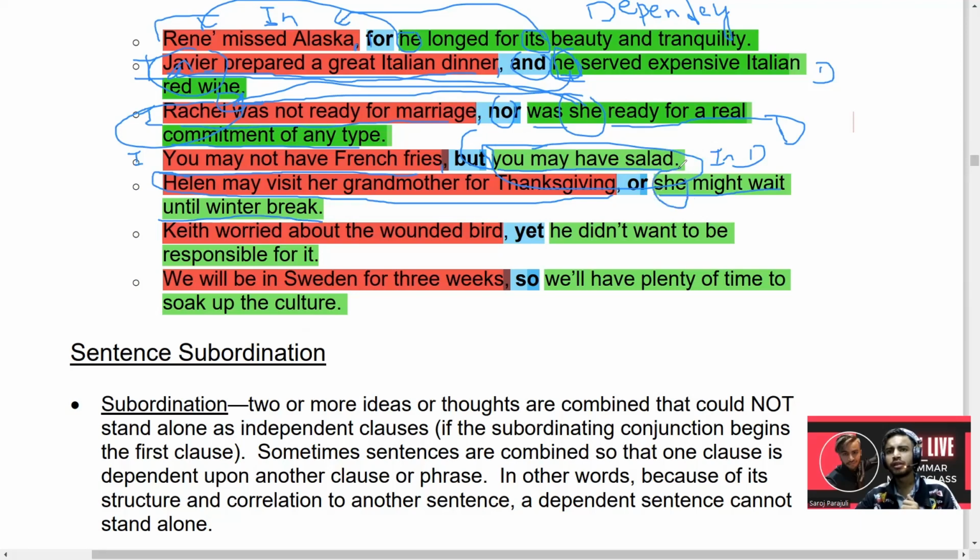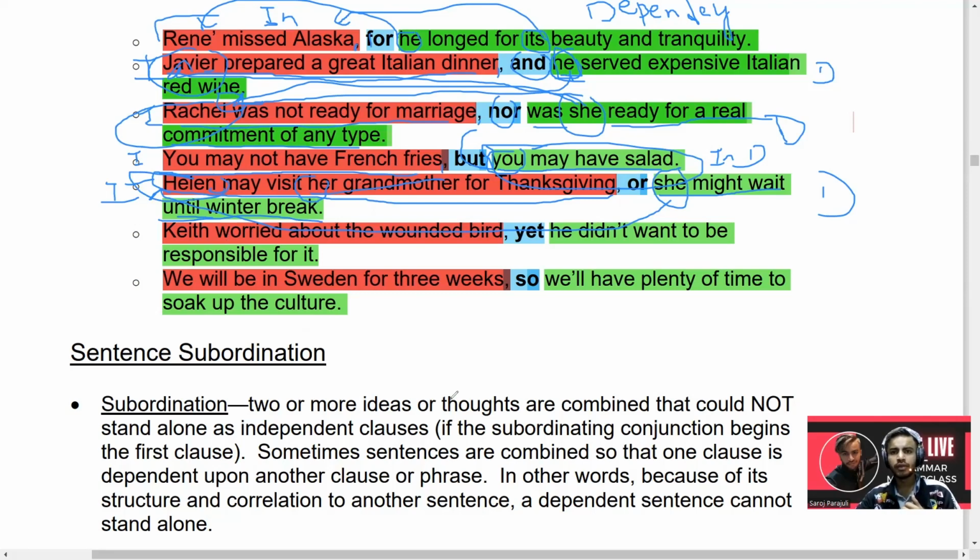And who is she over here? She is referring to Helen over here. You guys can see, right? Don't get confused over here. This is you. You means anybody who is reading these things. Okay, the reader. You is the reader over here. So these are independent. Don't worry. Now, she might wait until winter break. She is dependent on the first sentence, which is Helen. So the first part is independent because it is not dependent on anything else. Helen may visit her. Who is her? Her grandmother is Helen's grandmother. So it is not dependent. It is independent.